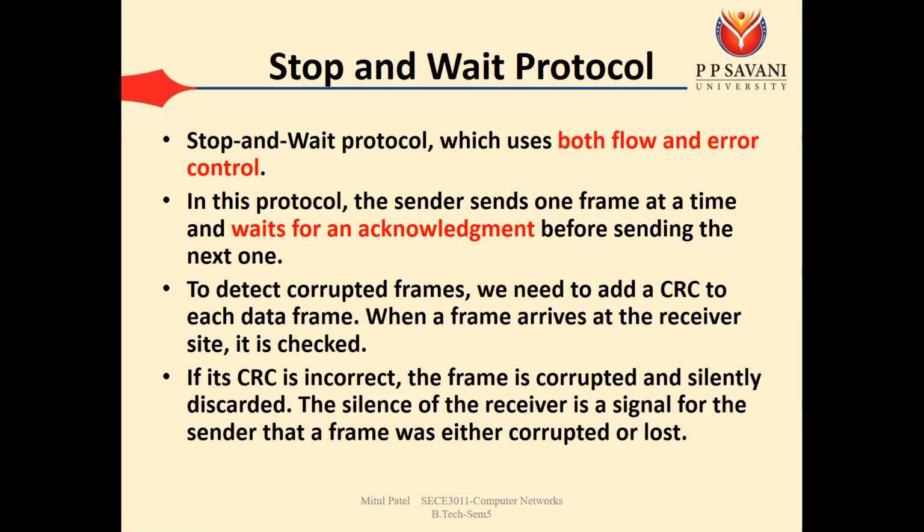When a frame arrives at the receiving side, the CRC values are checked by performing that division, and the remainder is checked to see whether it is 0 or not. If it is not 0, then we can say the frame was corrupted during transmission. So if the CRC is incorrect, the frame is corrupted and silently discarded. If the frame is discarded at the receiving side, there is no acknowledgement to the sender.